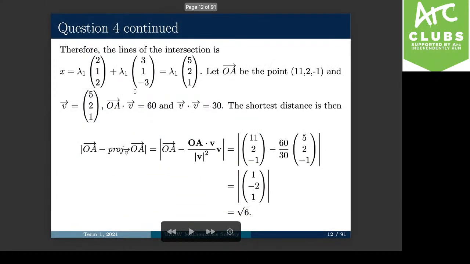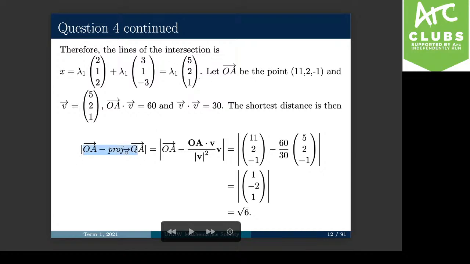And then what you do is very simple. You just substitute lambda 2 into lambda 1. So it would just be lambda 1 (2, 1, 2) plus lambda 1 (3, 1, minus 3). And this is the line of intersection. Okay, now you have the line of intersection. You're trying to find the shortest distance between the line of intersection and the point.